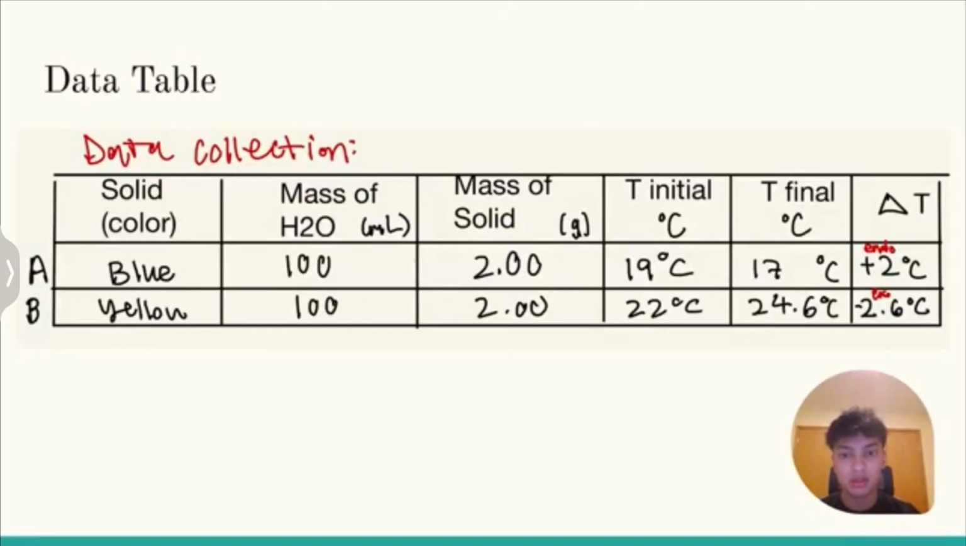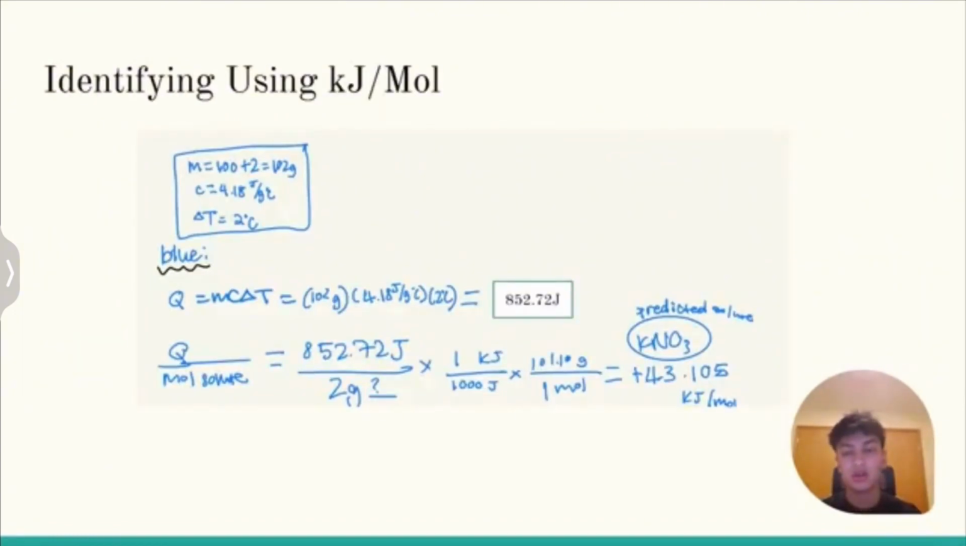So the two things that remain the same for both substances, both blue and yellow, are the masses. The mass of H2O and the mass of the solid itself is the same, 100 grams for H2O and 2 grams for the solid. The only thing that changes is the initial temperature and the final temperature, which means the delta T for blue is positive 2 degrees Celsius and the delta T for yellow is negative 2.6 degrees Celsius. So using this, we can use the formula Q equals MC delta T, and then we can get the kJ over mole to identify the substances.